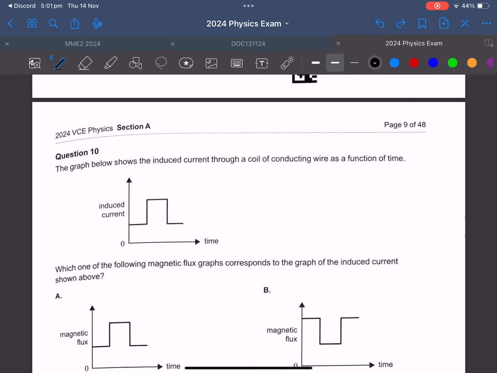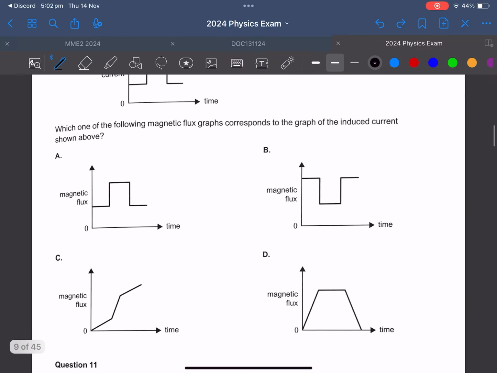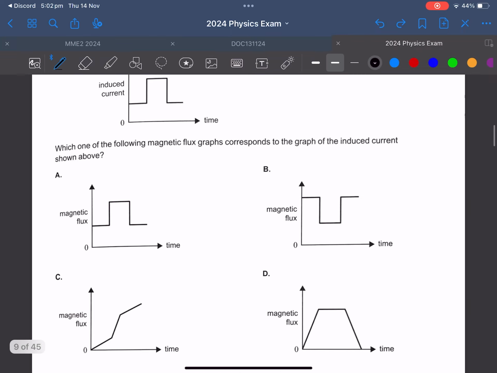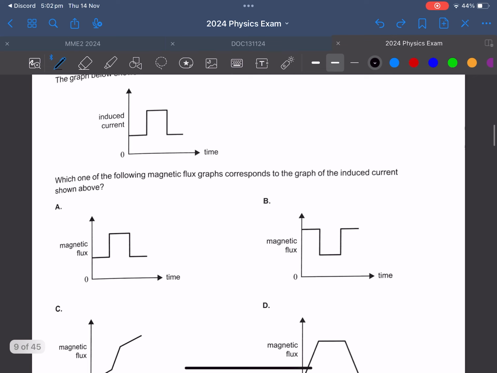Question 10. The graph below shows the induced current through a coil of conducting wire as a function of time. Which one of the following magnetic flux graphs corresponds to the graph of the induced current shown above?